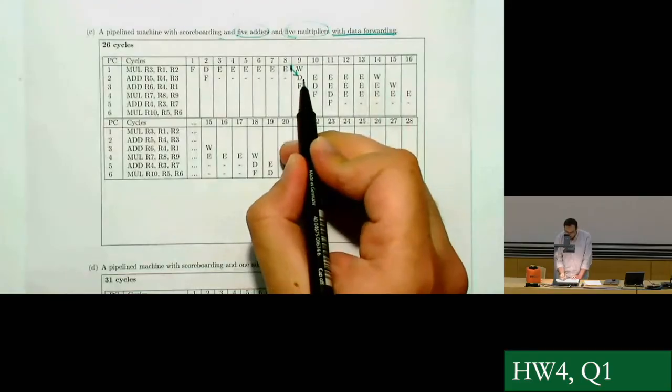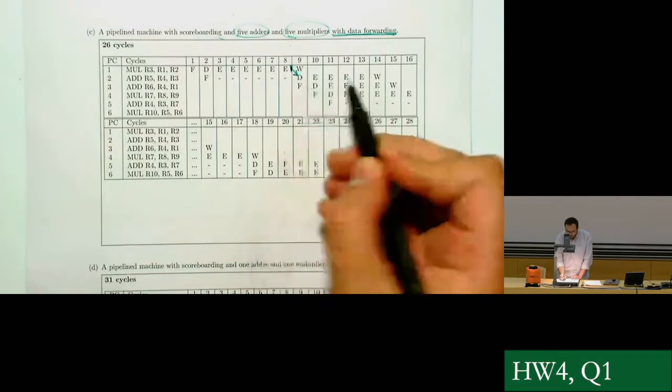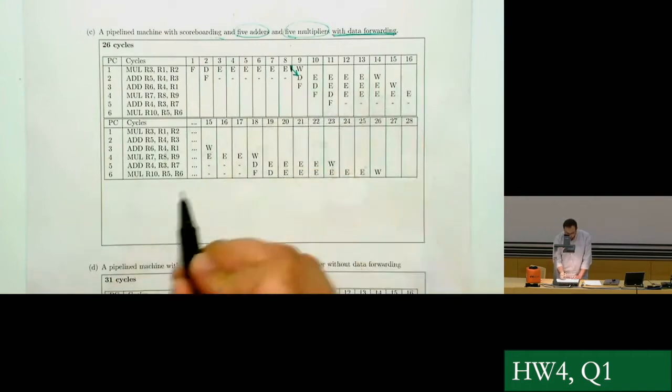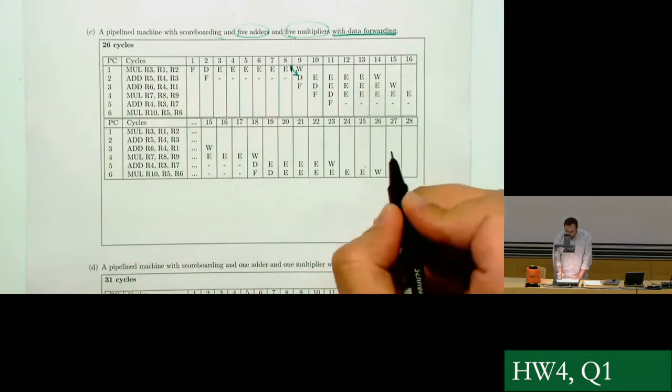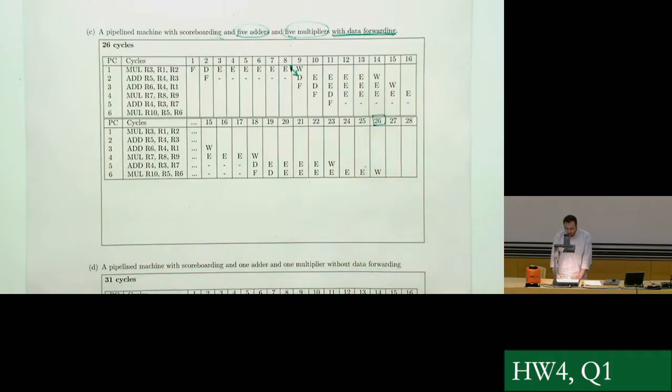So I can say 1 cycle here. This decode was in the 10th cycle, now it's in the 9th cycle. You continue and do the same thing, and then you see that at the end, you just save 2 cycles here.